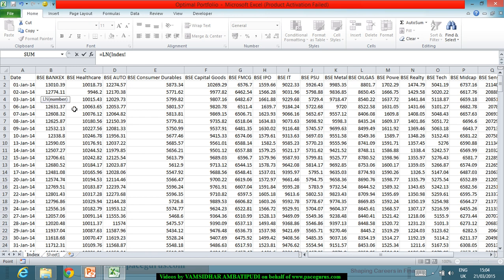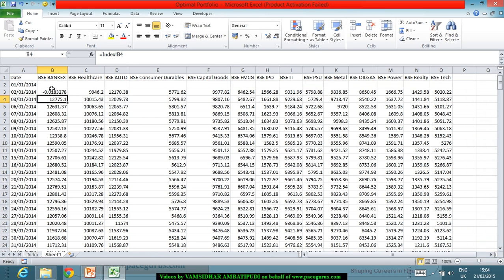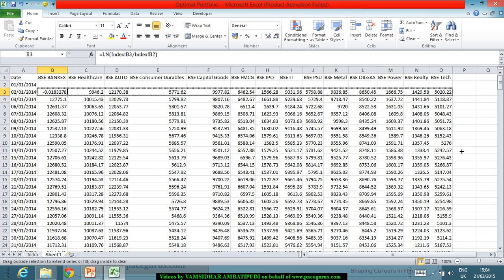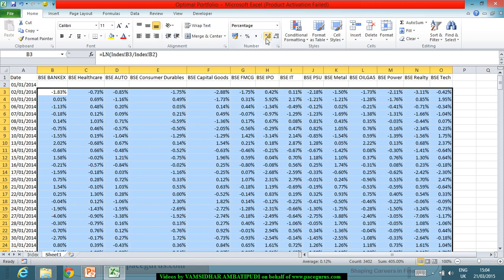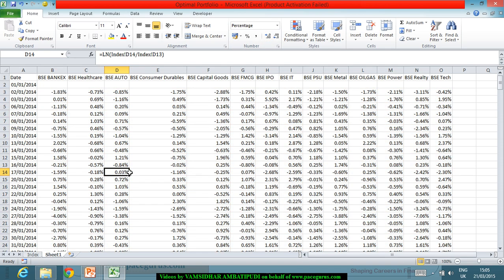So I'll call this as this number divided by this number. This is the logarithmic return. So the same thing, I'll copy it across and probably I'll drag it down. And for ease of look and feel, I'll convert all of them into percentage form. So this is the daily return, which I have measured using the logarithmic scale. This is the daily return for each of the stocks, right?